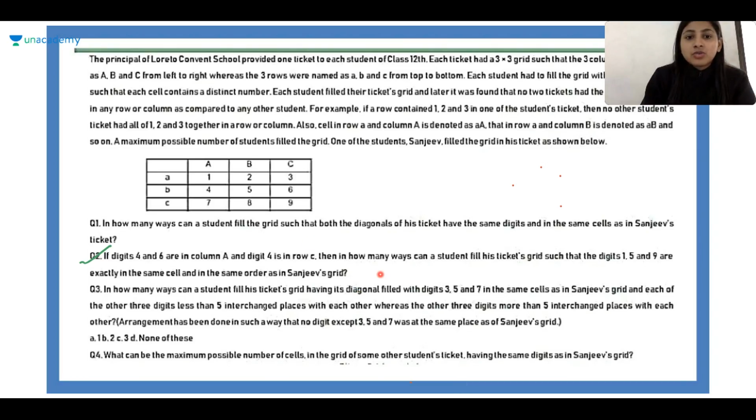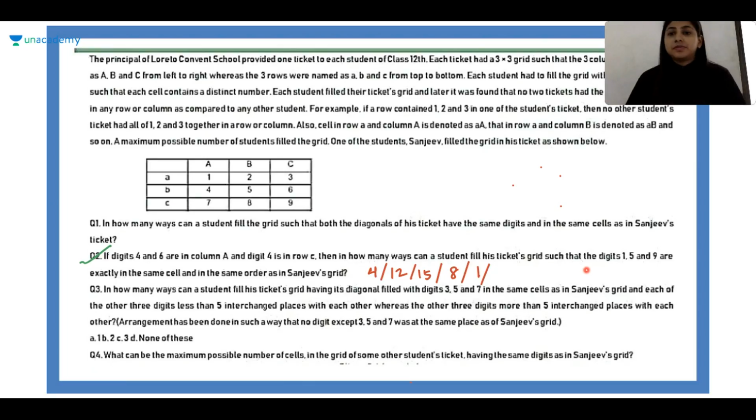Okay, so we have got two answers, 4, 12, 15. Okay, 8, 1. So Sagnik, you can check if you're again getting the answer with your concept. Okay, please verify and let us know.